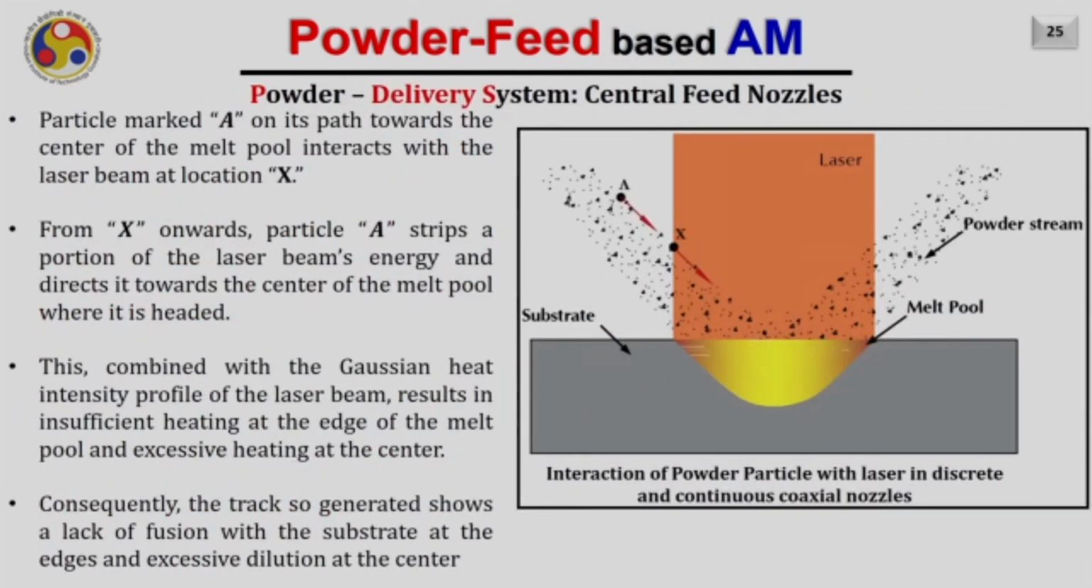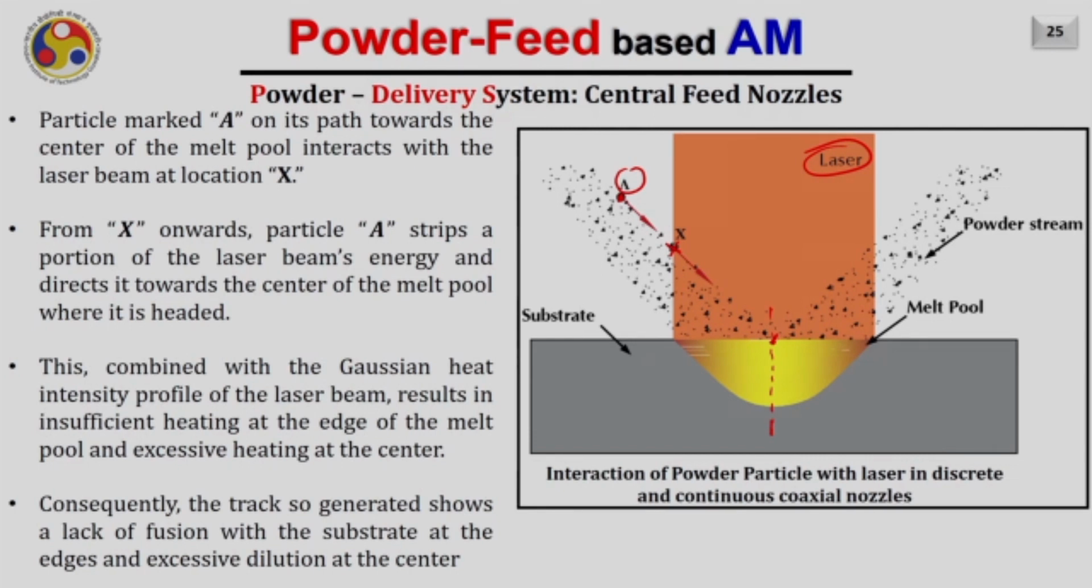However, in both of these cases, let us now try to understand how the powder interacts with the laser beam. So let us assume that there is a powder particle here which is marked as A, and it is on its path toward the center of the molten pool. Assume that this is the center of the molten pool. So this powder particle is moving towards the center. As it comes inside the laser beam, it interacts with it at point X, and from point A onwards, the particle strips a portion of the laser beam's energy and directs it towards the center of the molten pool where it is headed already.